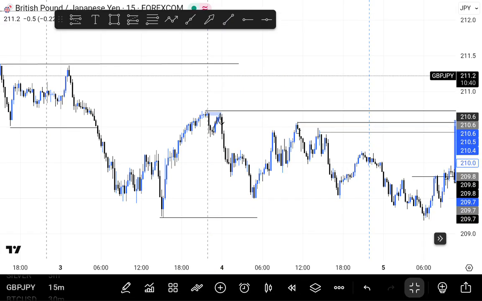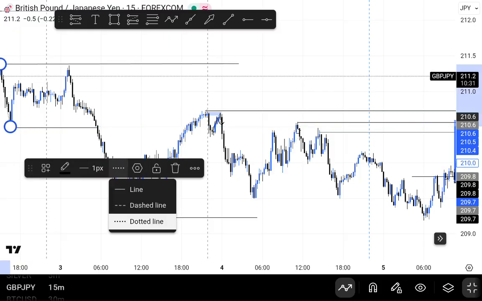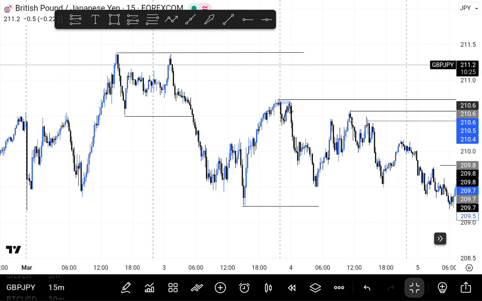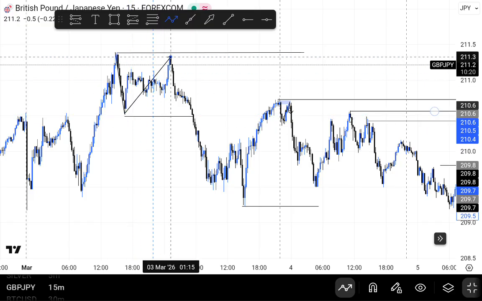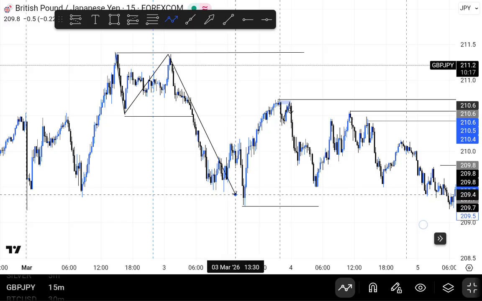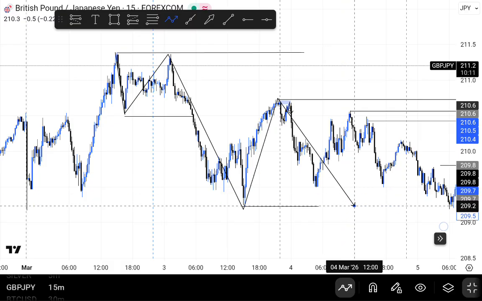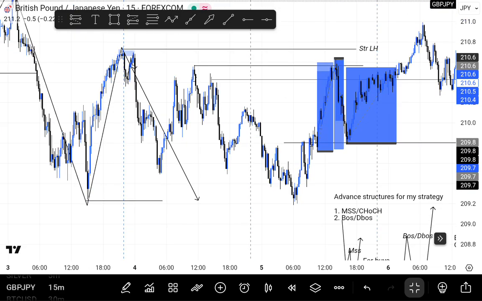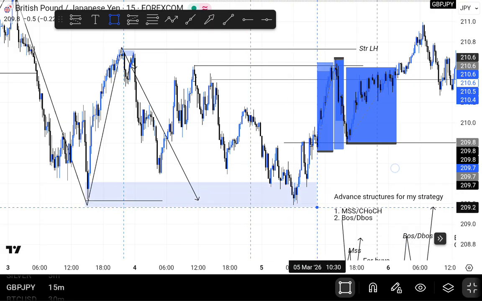So yeah, just draw: high, lower low, lower high, lower low, lower high. So I was having this thing. I know it was a demand, so I chose it, the market came to this place, and I got it.